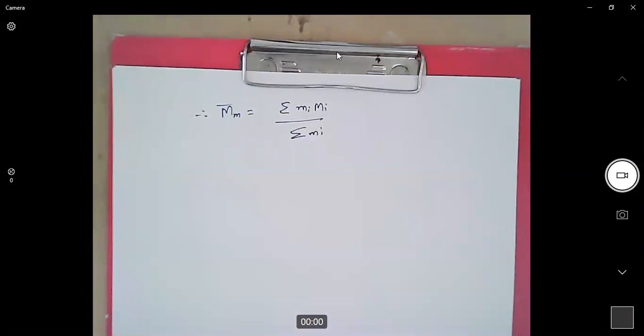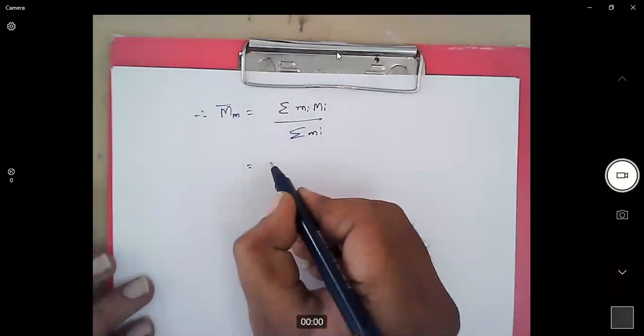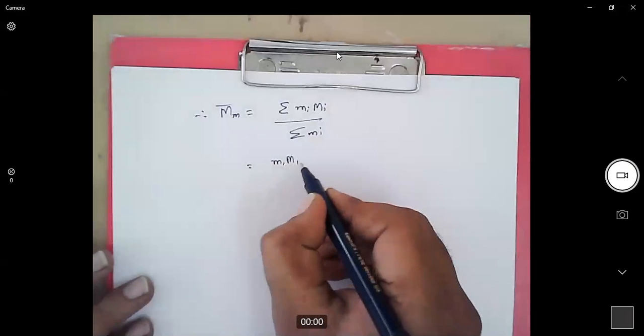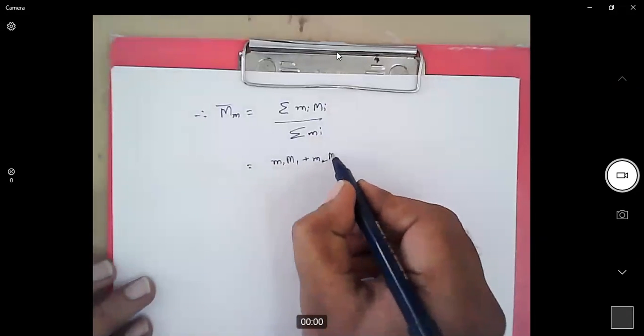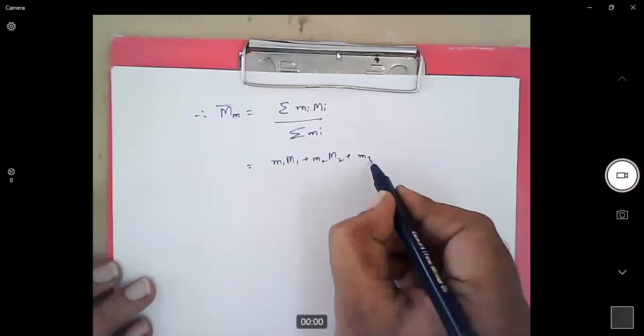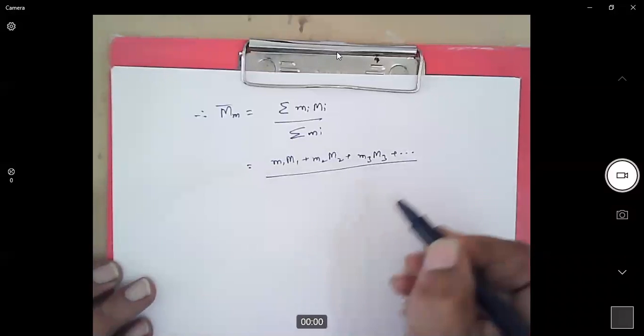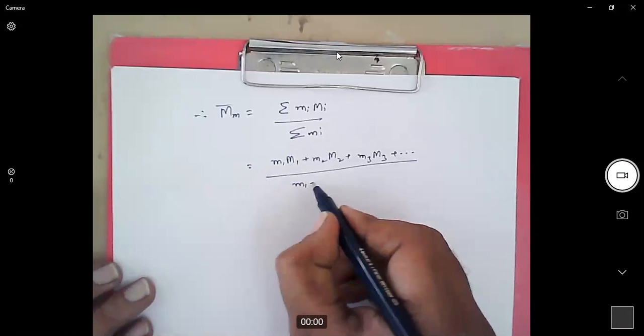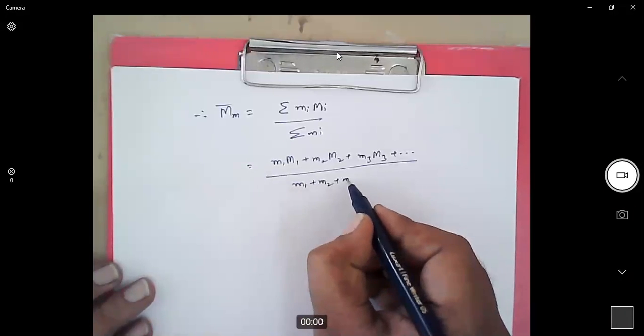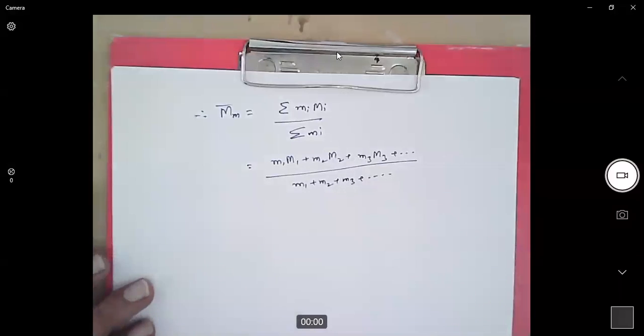This we can expand like number average molar mass: m1 M1 plus m2 M2 plus m3 M3 and so on, by m1 plus m2 plus m3 and so on. It depends on the number of different monomers present in the polymer.